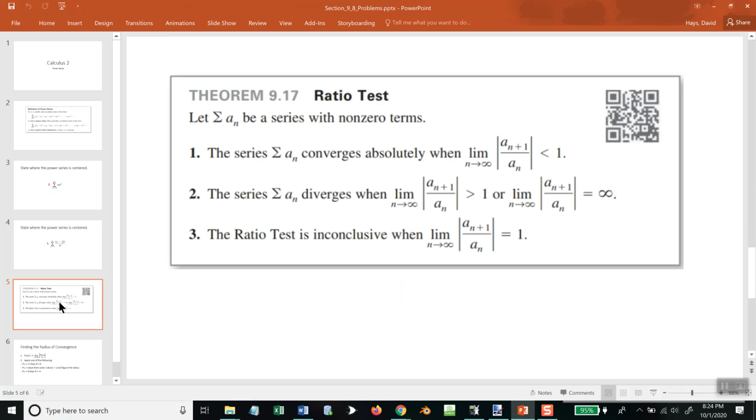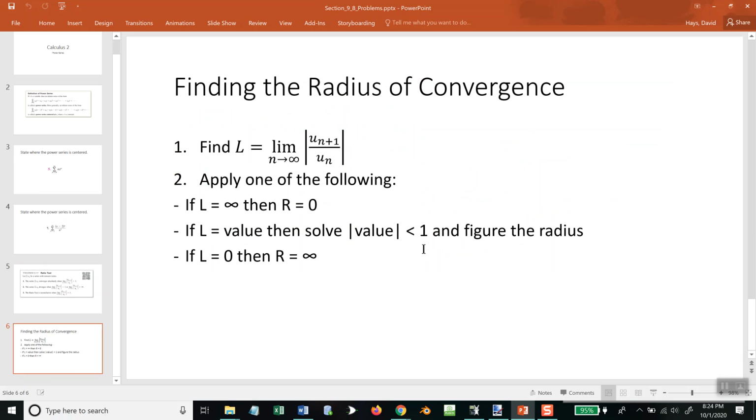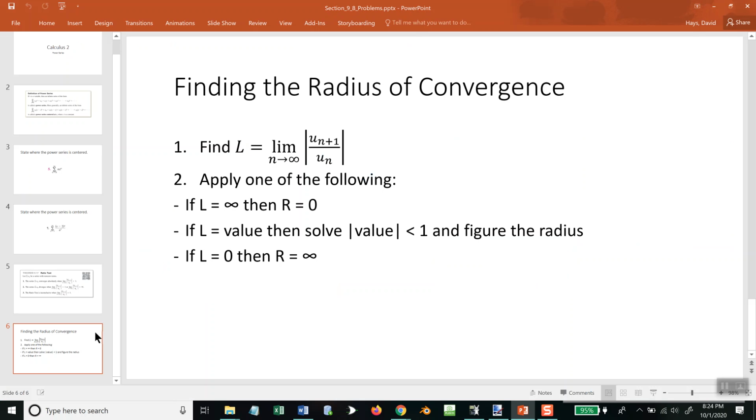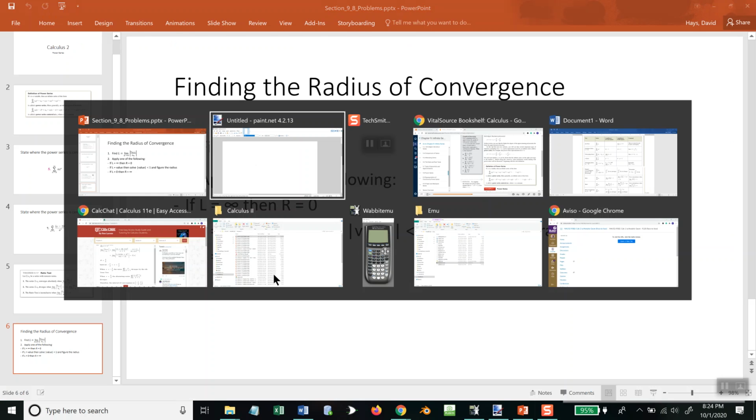Now, if it's not even a power series, you can't say that. This was a ratio test from sometime in the past. Now, the next thing they're going to ask us to do is find a radius of convergence. I don't think I got any problems, I just put down the steps. So let's go look at problems in the book.